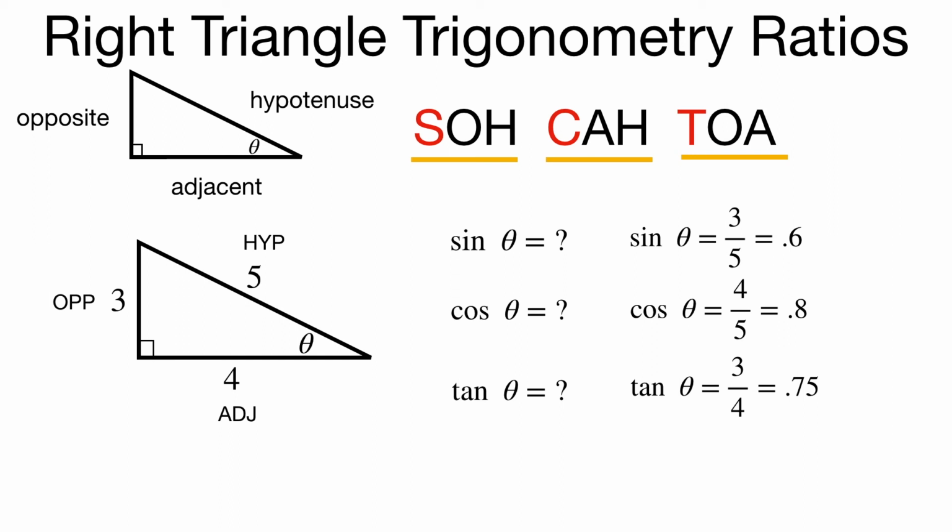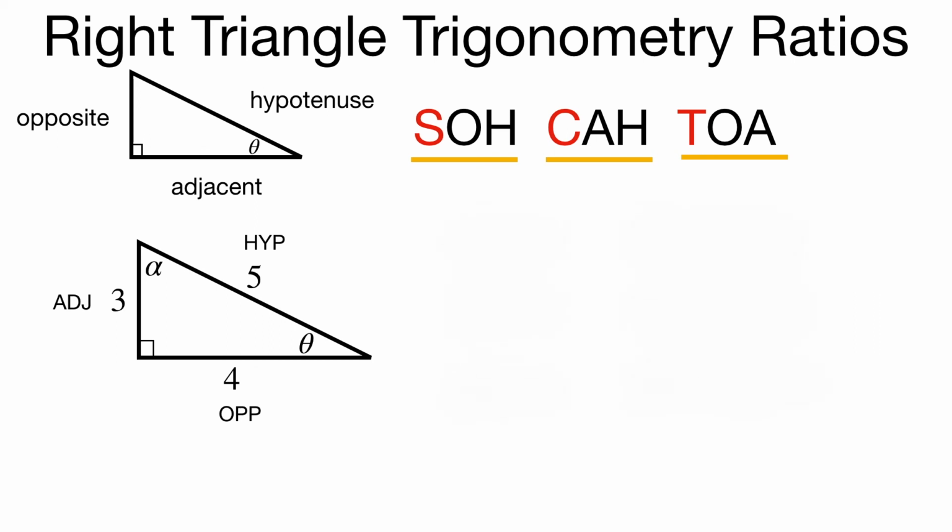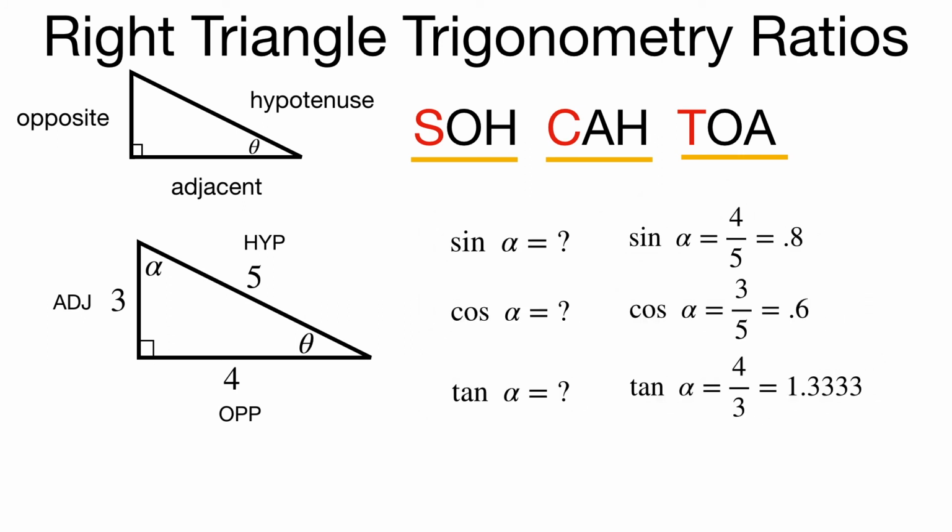What if I wanted to find the ratios for the other acute angle? So theta is one of them. Let's call the other angle alpha. And so I have to adjust my labeling. While my hypotenuse is still going to be 5, the 4 is the opposite relative to alpha, and 3 is the adjacent. So if I want to find sine, cosine, and tangent of alpha, I'm still going to use SOHCAHTOA.